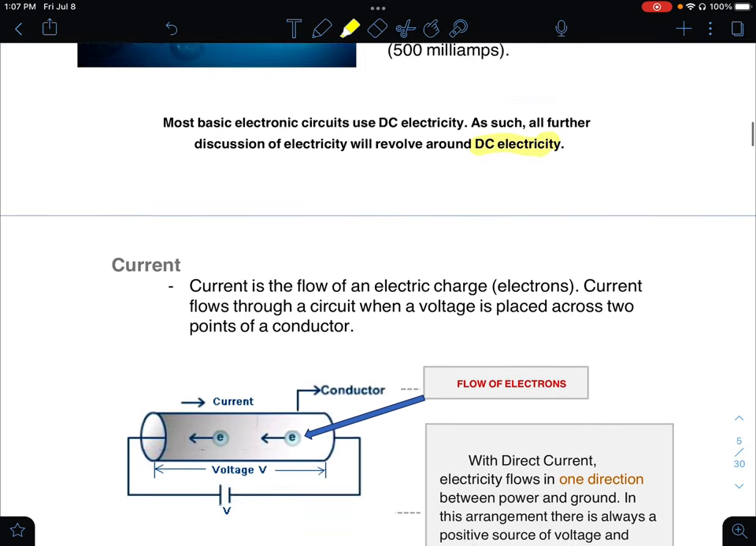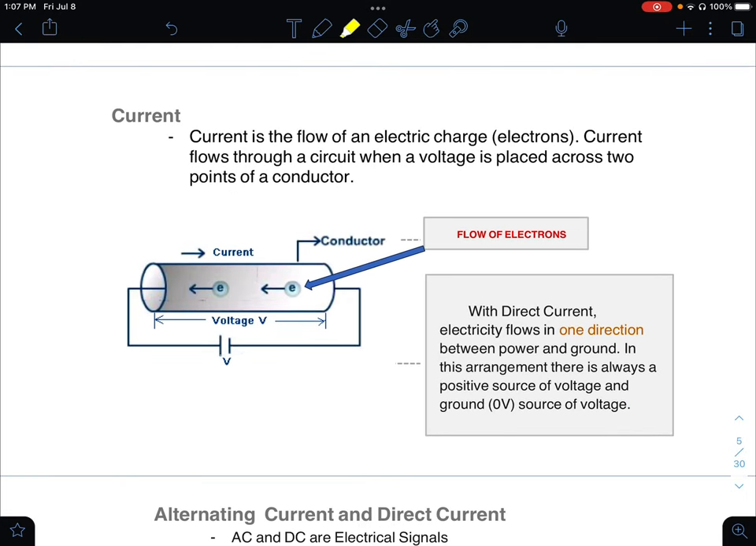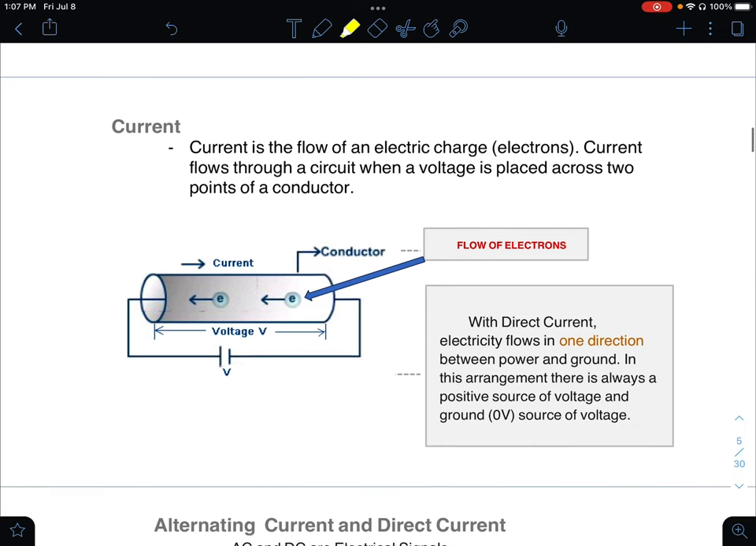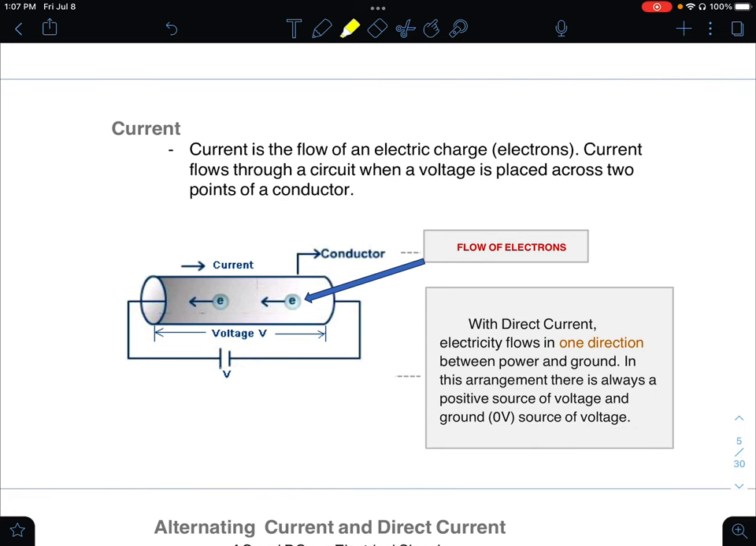But let us know what the current is, and what is the AC, an alternating current, and the direct current, which is DC. So current is actually the flow of an electronic charge, or the flow of electrons. Now, current flows through a circuit when a voltage is placed across two points of a conductor. So with direct current, electricity flows only in one direction between power and ground.